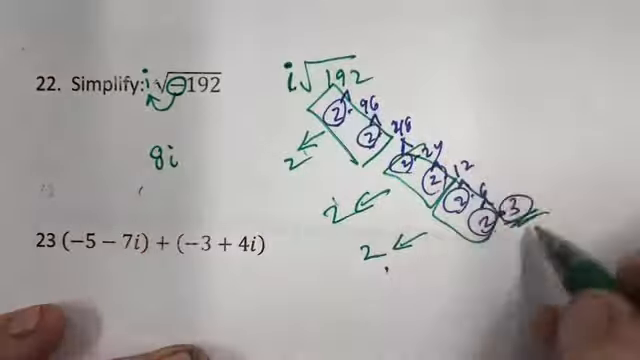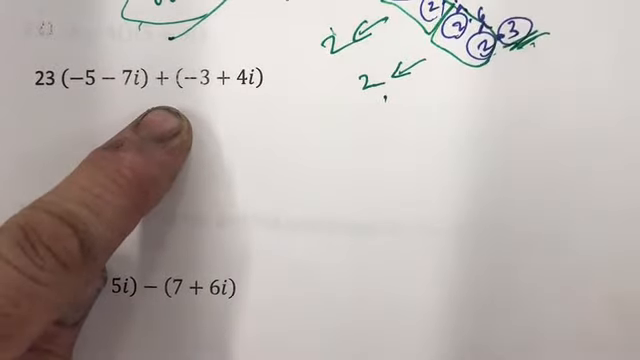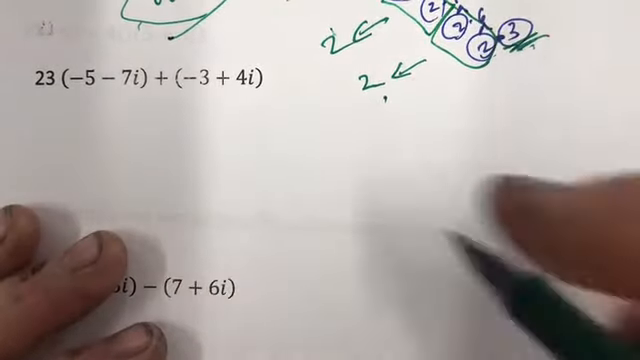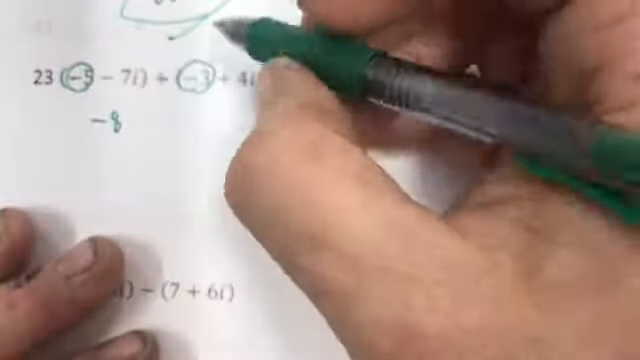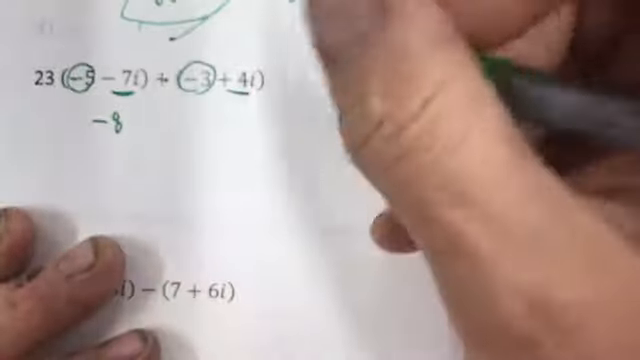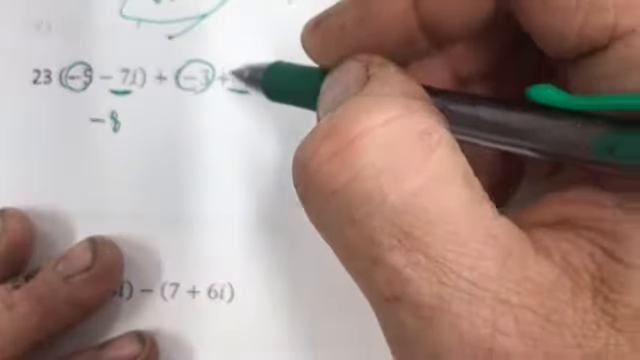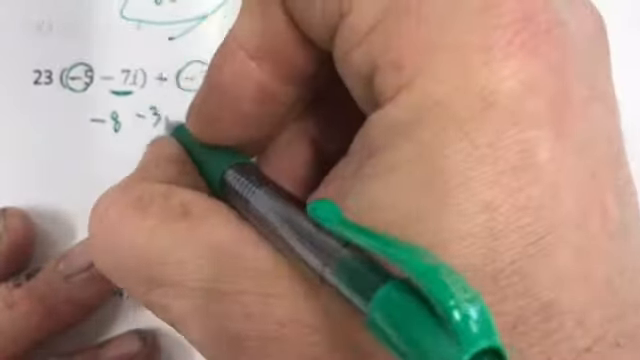All right, speaking of imaginaries, here's some addition of complex numbers. So this is real and this is real, so I add them together. -5 plus -3 is -8. And then these two here are imaginary. -7 plus 4 will be -3i. And there you go, there's my answer.